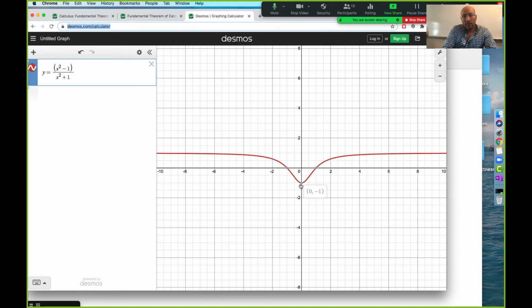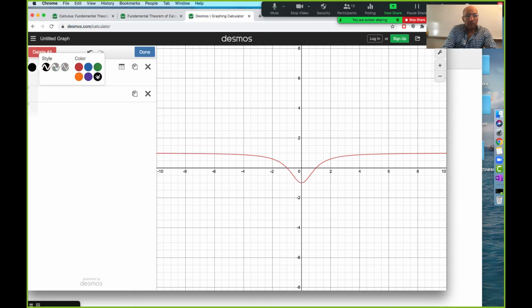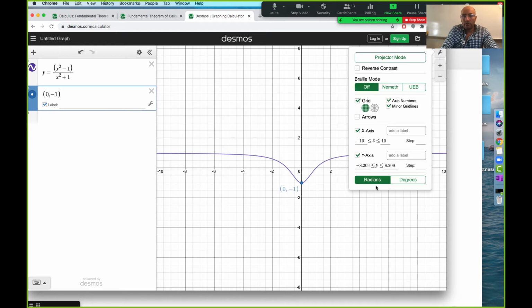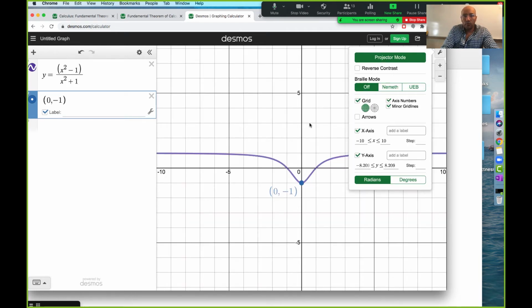So now it's not hard to see the line. Let's make it a different color. Let's make this black. Now let's make it blue. And now we have the equation of the line that's tangent at the point, remember we wanted the point 0, -1. That's this point right there. Let's make this darker. Projector mode.